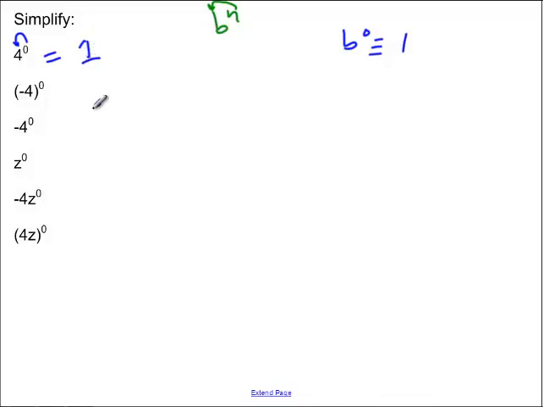Now pause the video, go through some of these. Some of them are going to be easier than others, but keep in mind, what's our exponent, what's our base, and the exponent is working on the base. Anything in front of the base is not going to be taken to the 0th power, if you get my drift. Pause the video now, work on some of these, and we can go from there.